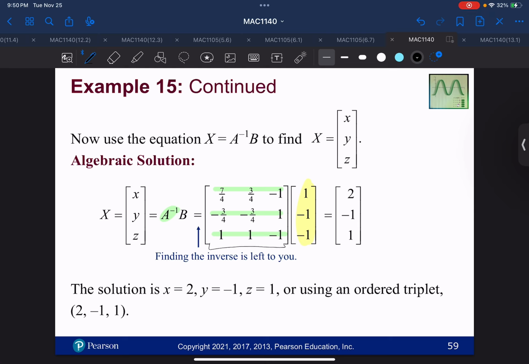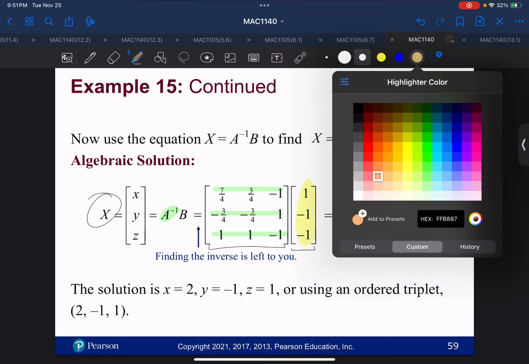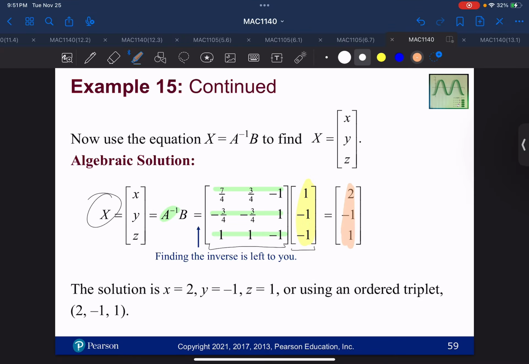So now I'm taking that matrix and multiplying it by the constant matrix, because that's what x is equal to. And using my matrix multiplication, this will give me the answer of 2, -1, and 1. So this means that x is equal to 2, y is equal to -1, and z is equal to 1.